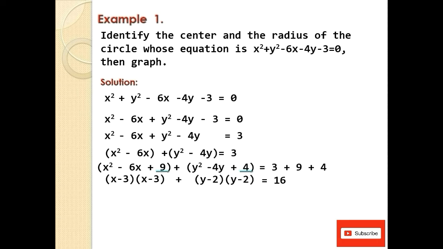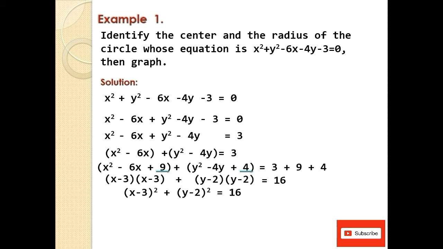Last step, write the factors as squares of binomials. x minus 3 times x minus 3 can simply be written as x minus 3 squared. And y minus 2 times y minus 2 can also be written as y minus 2 squared. Presto! You now have your equation written in the standard form. Now you can identify your center and your radius.